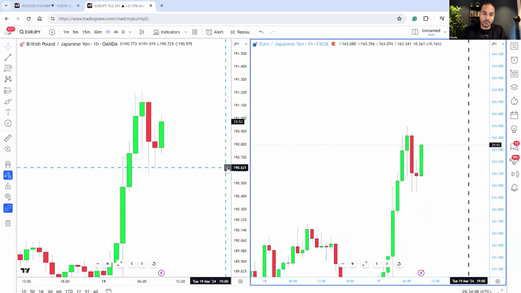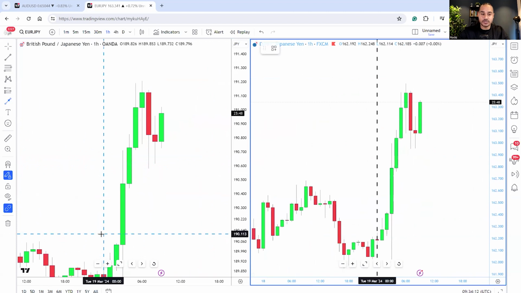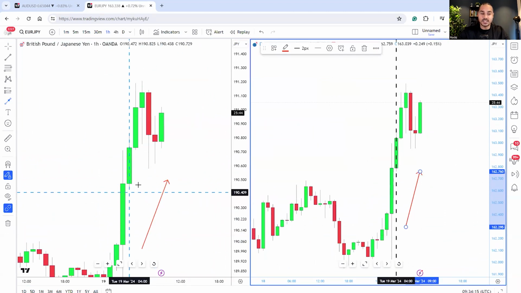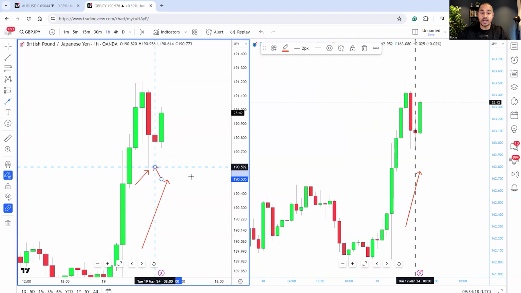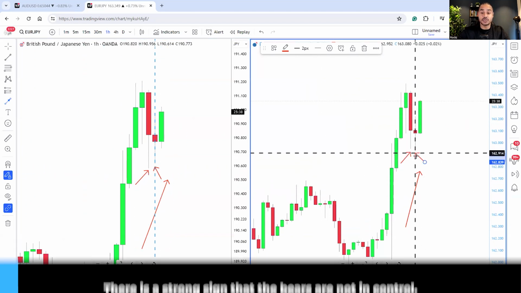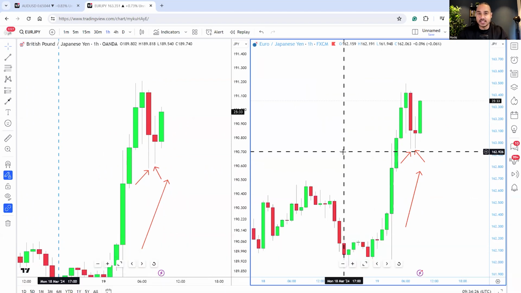Now, what do we see? Again, we're on an hourly time frame. Let's take a look at the structure of the market. We can see that the structure of the market is bullish. We can see similar patterns in terms of behavior. Price is leaving strong wick rejections, meaning that there is a strong sign that the bears are not in control, meaning yen is weakening. And in this instance, pound and euro is strengthening.